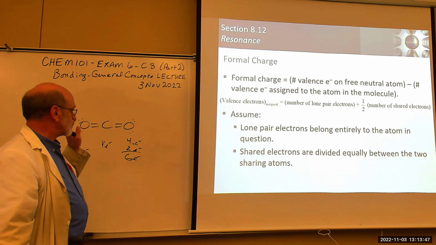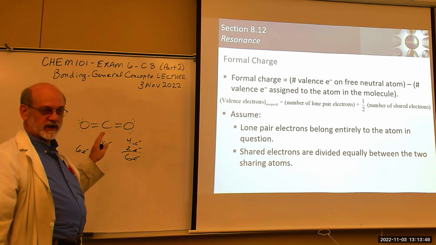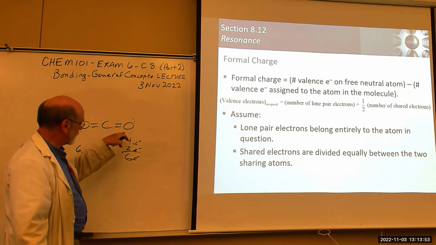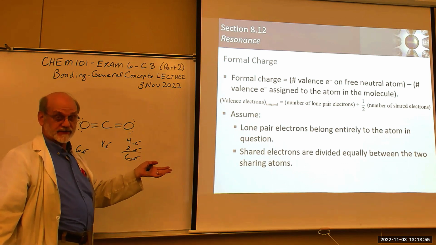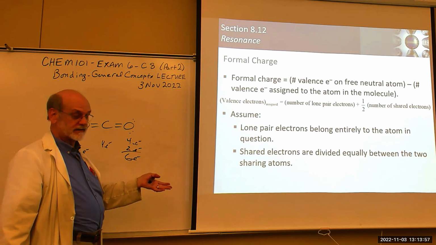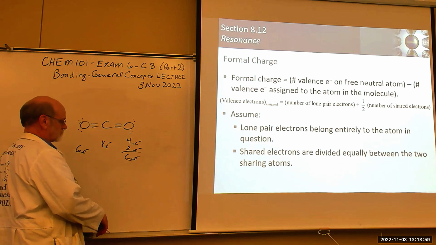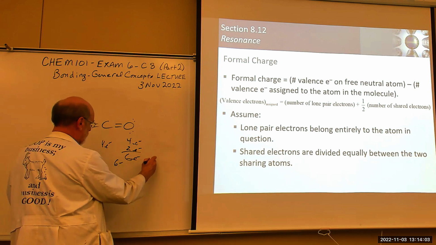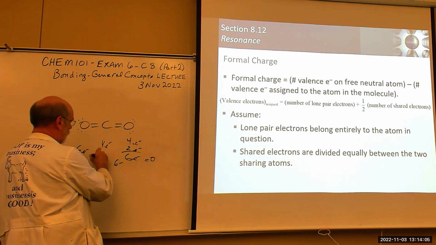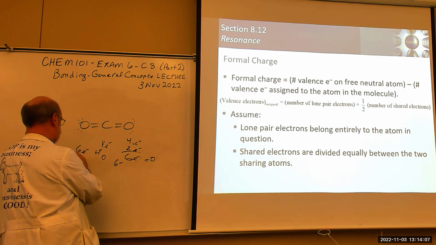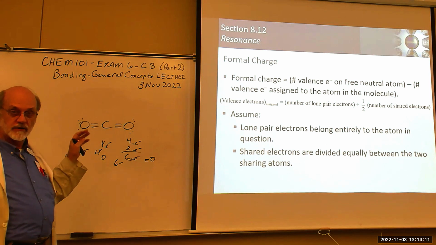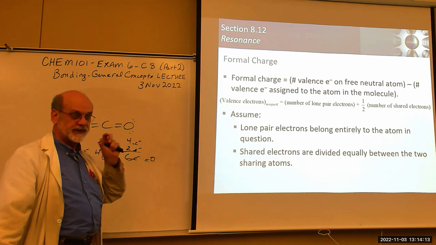And then you say, all right, what did they start out with as neutral atoms? How many valence electrons did oxygen have? Well, it has 6 actually. It had 6 electrons. So we say 6 minus 6 is 0. Carbon had 4. 4 minus 4 is 0. And 6 minus 6 is 0. So in this molecule, the formal charge for each of the atoms is 0.